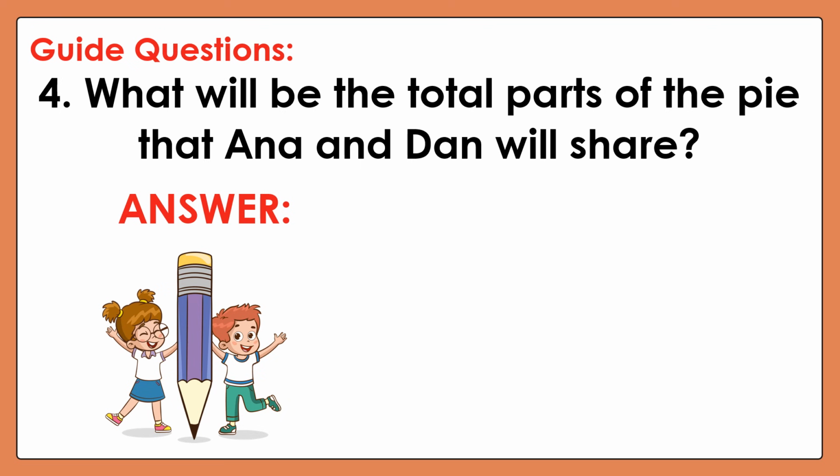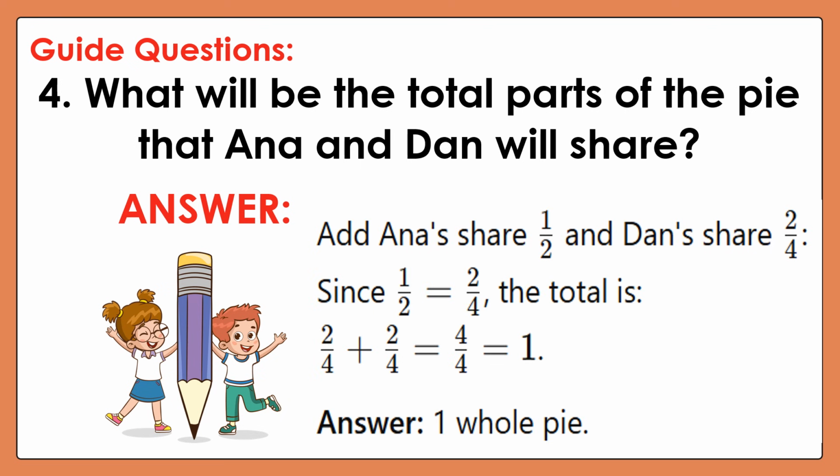Fourth, what will be the total parts of the pie that Anna and Dan will share? The answer, add Anna's share 1/2 and Dan's share 2/4. Since 1/2 is equal to 2/4, the total is 2/4 plus 2/4 is equal to 4/4 is equal to 1. The answer, 1 whole pie.